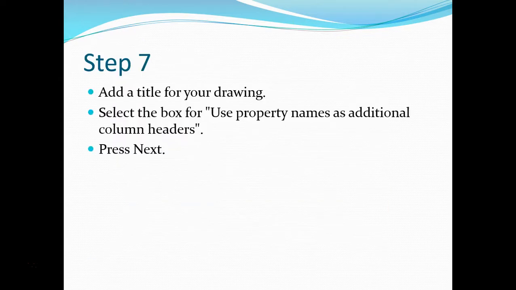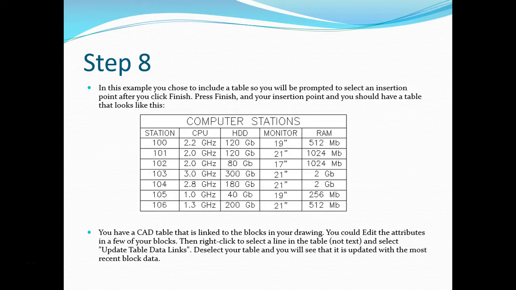You can add a title for your drawing and select the box to say use property names as additional column headers if you haven't already given it a name title, and press next. So in this example, this is the standard table that would appear in AutoCAD, and you can see it shows you the station numbers, the CPUs, hard drives, monitors, and RAM for each of the computers that you're inserting.